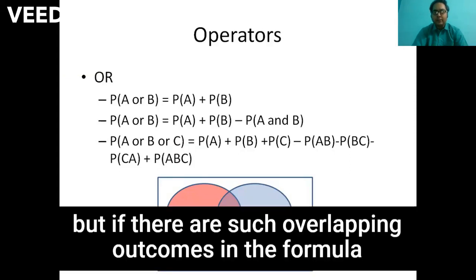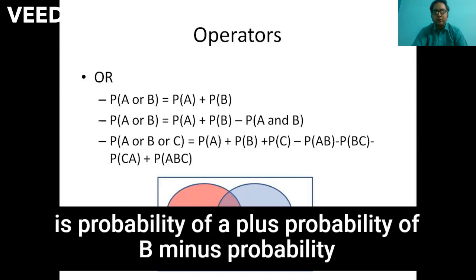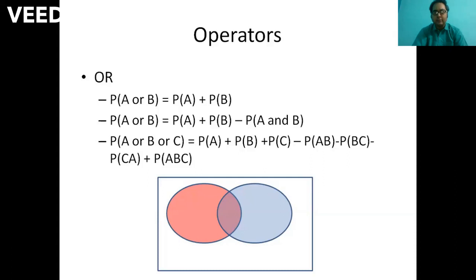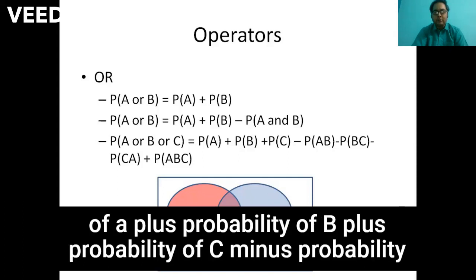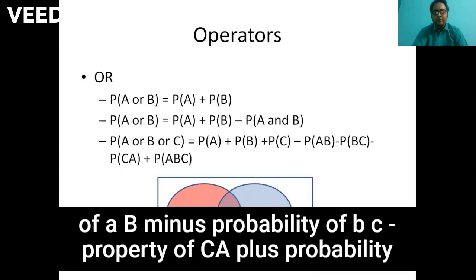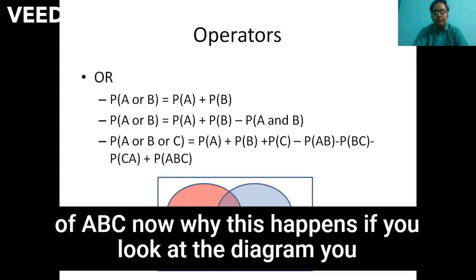But if there are such overlapping outcomes, then the formula is probability of A plus probability of B minus probability of A and B. For three events, probability of A or B or C is probability of A plus probability of B plus probability of C minus probability of AB minus probability of BC minus probability of CA plus probability of ABC.